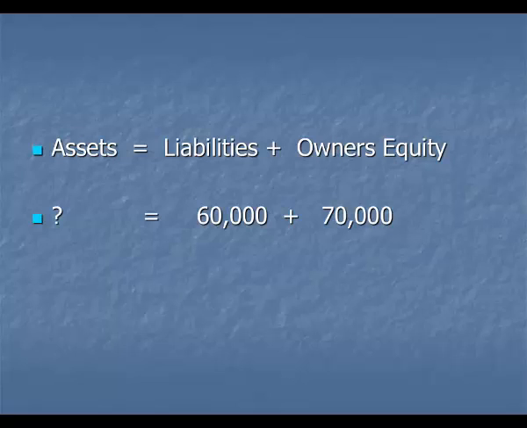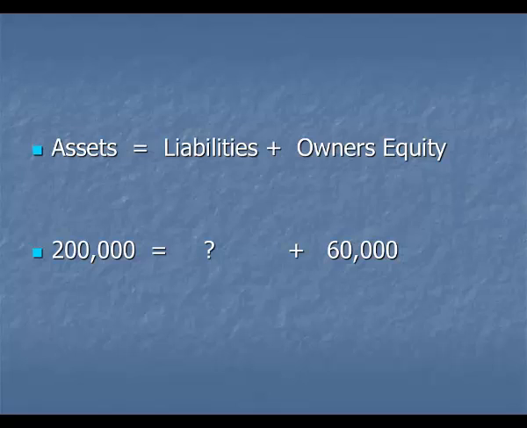Let's look at another example. This time, the asset is missing. You know the liabilities are 60, the owner's equity is 70, so what must the assets be? As you look at this equation, you're saying, that's easy too. I can do this. And you can. It's not that hard. The answer is 130,000. 60,000 plus 70,000 is 130,000.